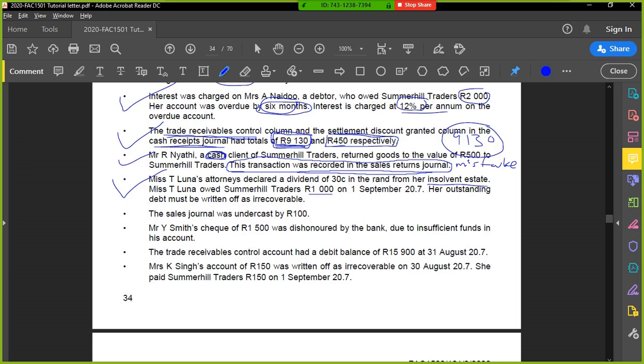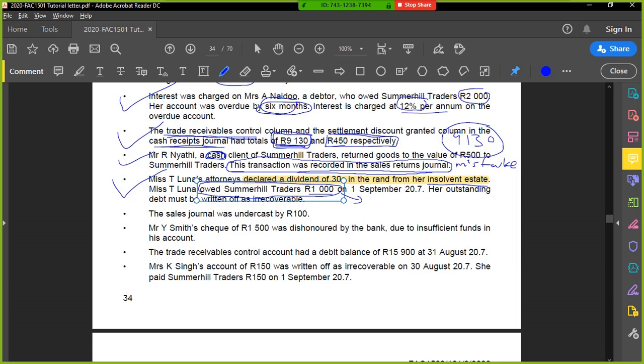1,000 rand? No, you can't write off 1,000 rand, because you received some of it. Did she pay some? How much did her insolvent estate declare? 30 cents to the rand. How much did she owe? She owed 1,000 rand. So 1,000 minus 30 cents.